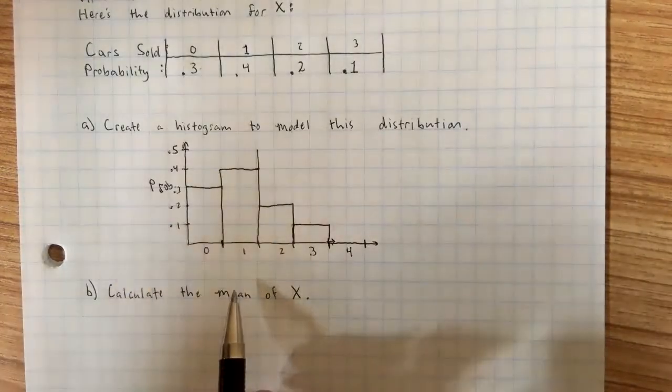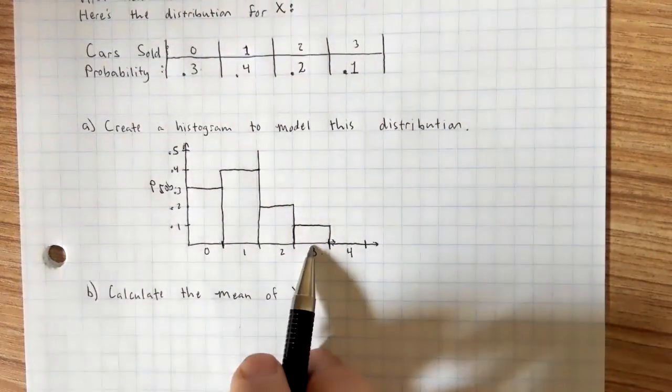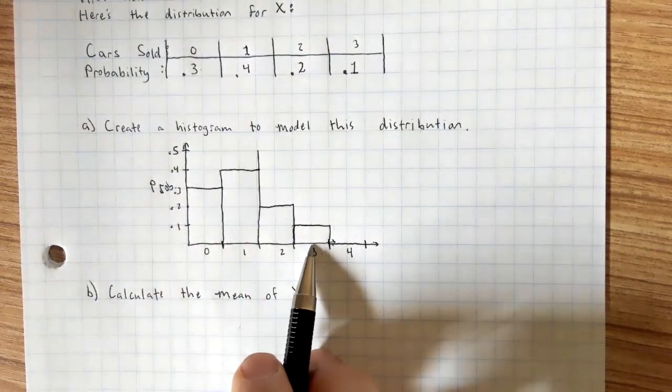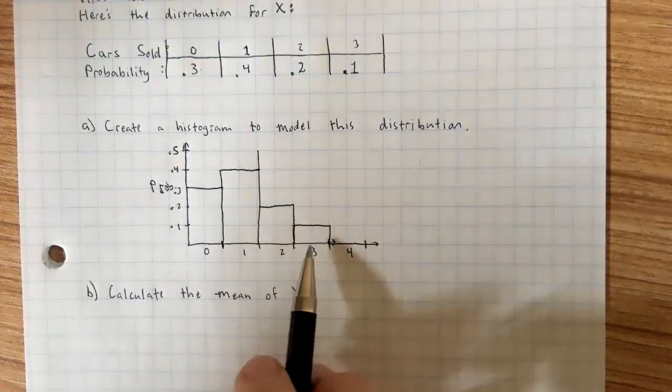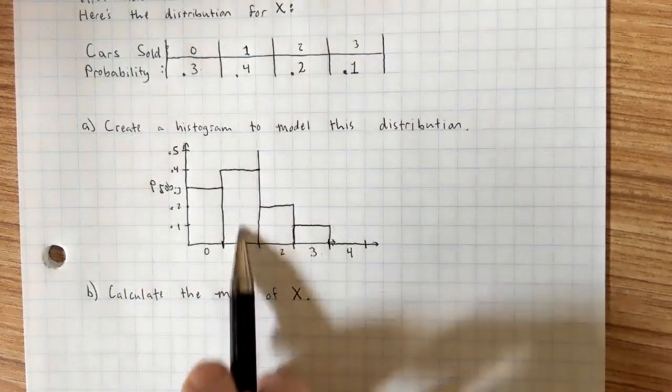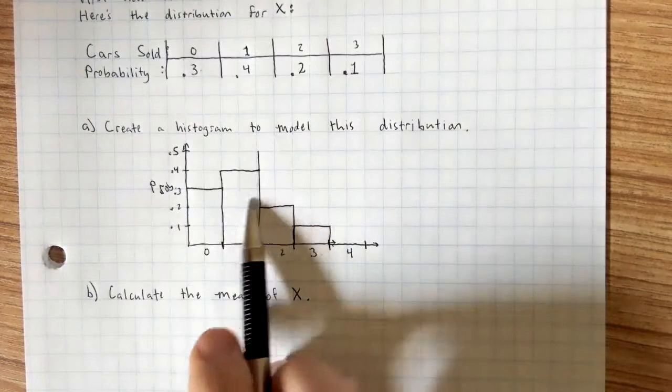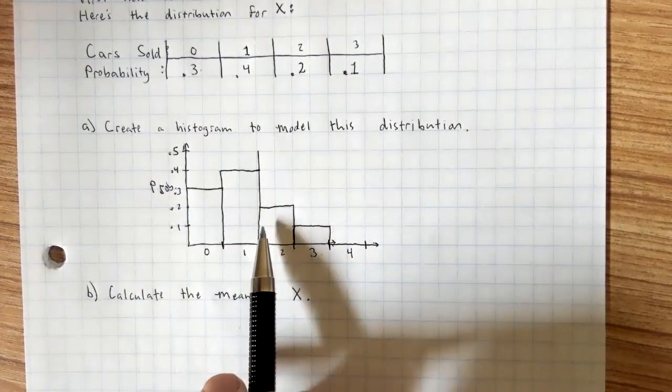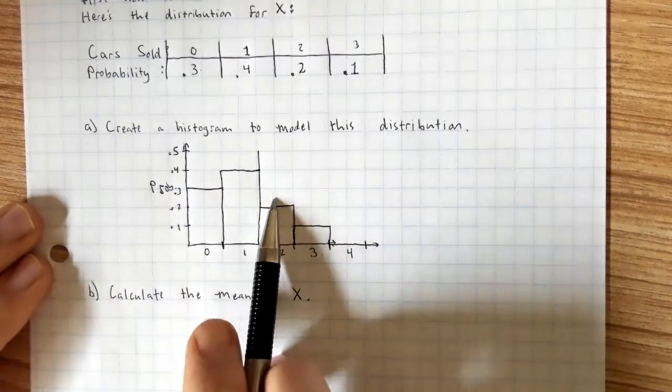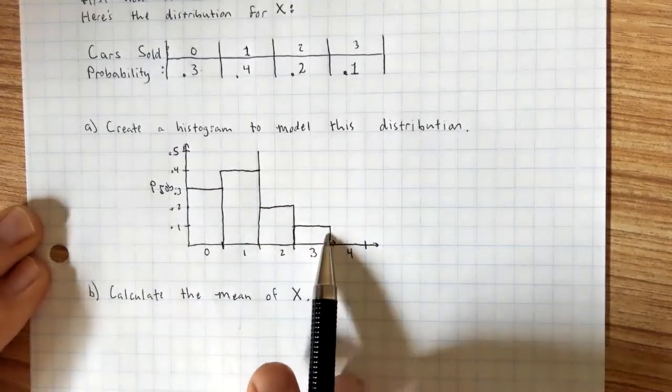The spread is pretty easy to find. It ranges from 0 to 3. There's no outliers. That's something else that's very easy to see. And then you can also describe the shape of this random variable when you create a histogram. We can see that it looks like it might be very slightly skewed to the right, just because of this.